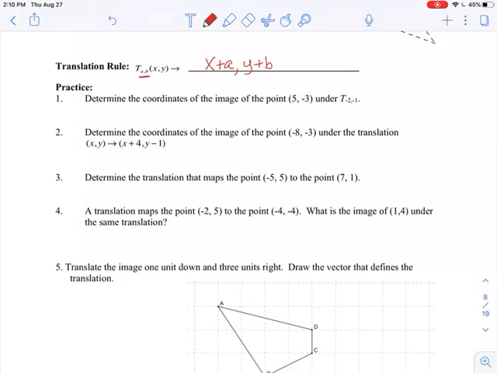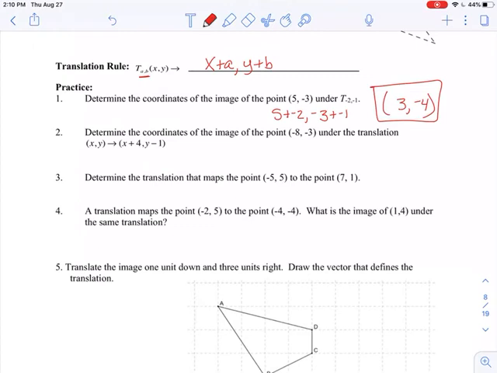Determine the coordinates of the image of the point (5, -3) under a translation of (-2, -1). So basically I'm going to take 5 and add on -2, and I'm going to take -3 and add on -1. That would result in (3, -4).